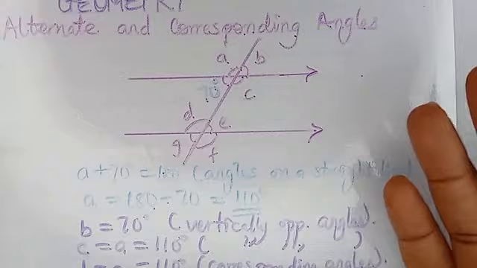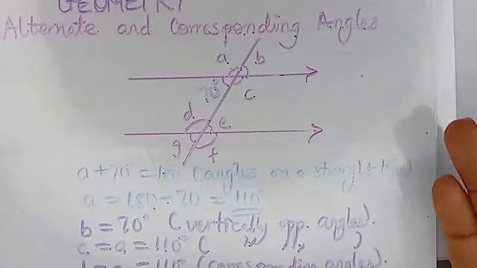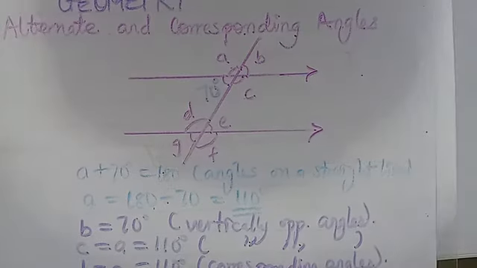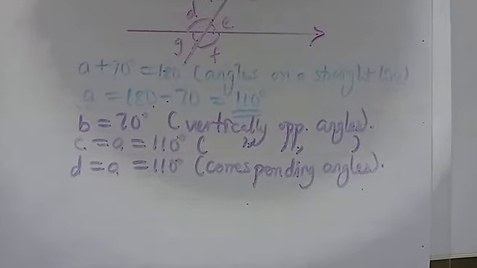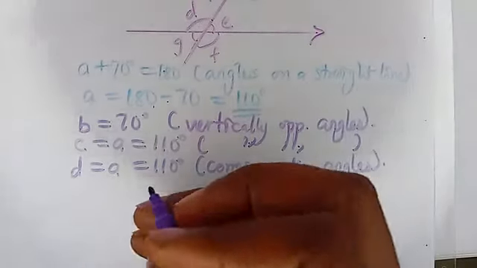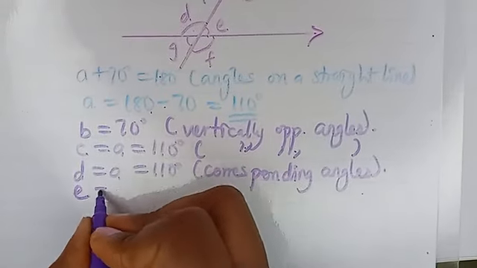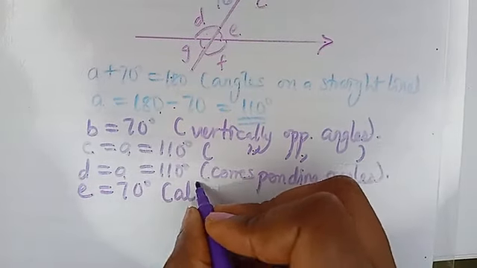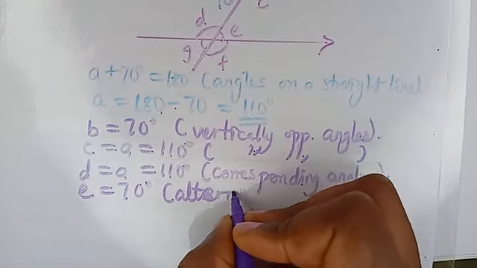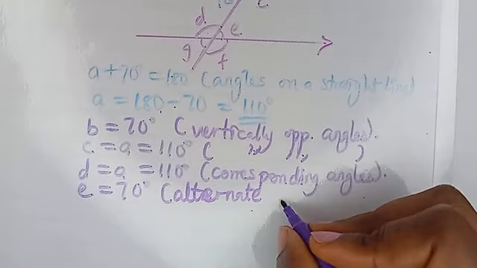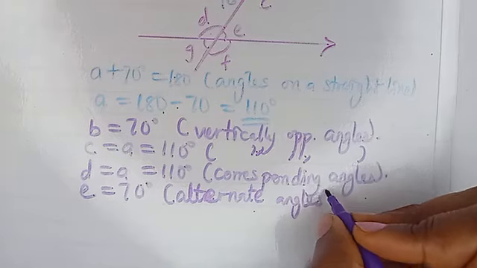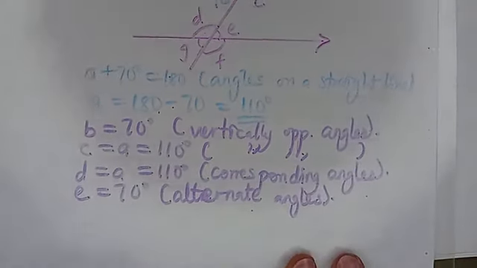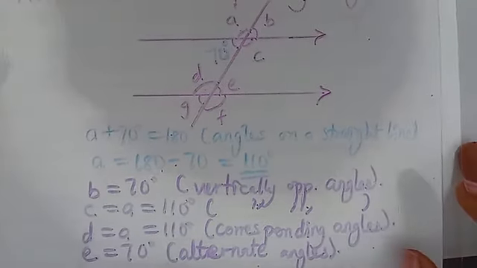So whichever way you use, you should always give your reasons for taking whichever route you take. So we say that angle E is equal to 70 degrees because they are alternate angles. Beautiful. We're almost done.